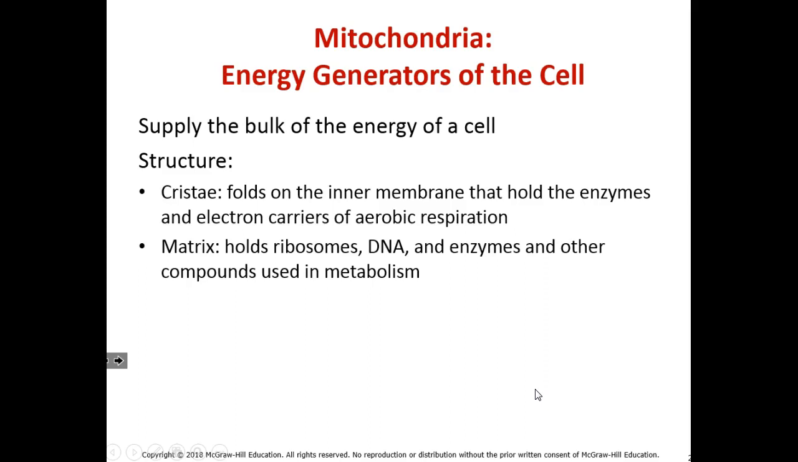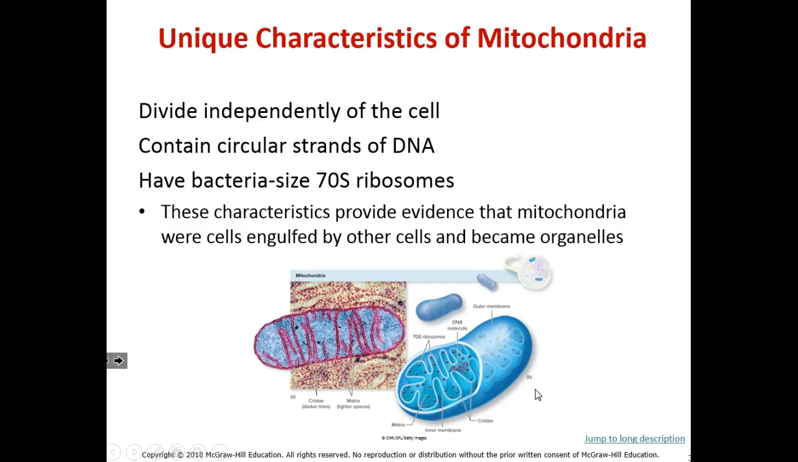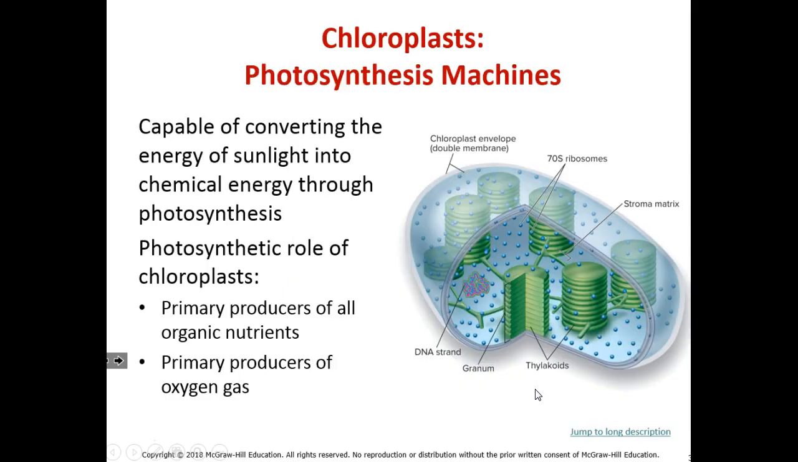Mitochondria, we know it's the energy generator. It supplies the bulk of the energy of the cell. Its structure has cristae and a matrix. It divides independently of the cell. It contains circular strands of DNA, and it has bacteria-sized 70S ribosomes. These characteristics provide evidence that mitochondria were cells engulfed by other cells and became their own organelles.